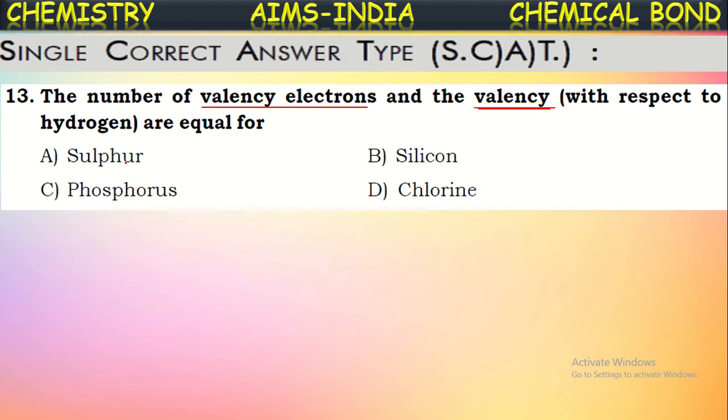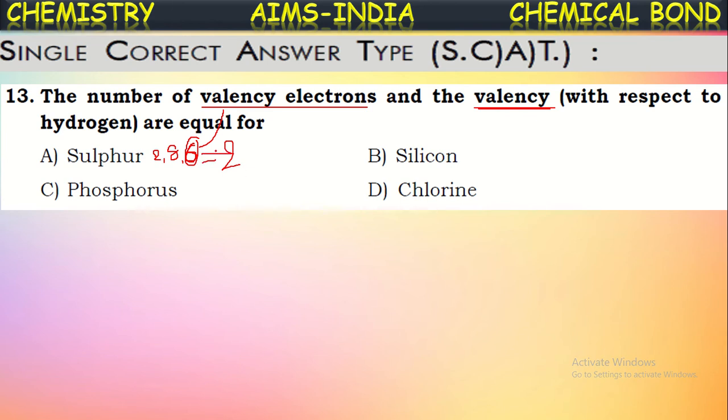Now if you see sulfur, its atomic number is 16, and if you write its configuration, we get it as 2, 8, 6. The number of electrons present in the outermost shell is 6, so valence electrons is 6, but its valency is 2 because it will be accepting 2 electrons in the bond formation, or it shares 2 pairs of electrons. So its valency is 2.